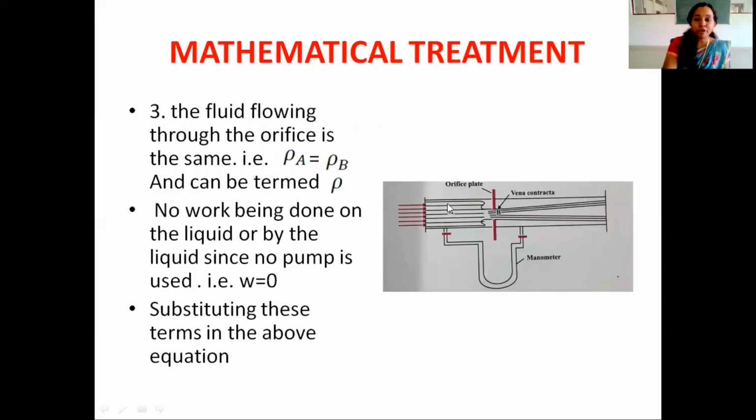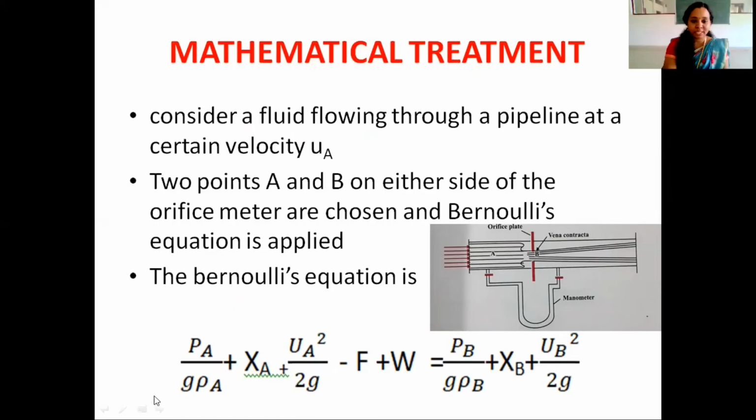Then the fluid flowing through the orifice is the same. Then the density of liquid A is equal to the density of liquid B, so we can term it as rho. Here we are not using any pump for the transportation of fluid from one region to another region. So W is also 0. And so this is our Bernoulli's equation.